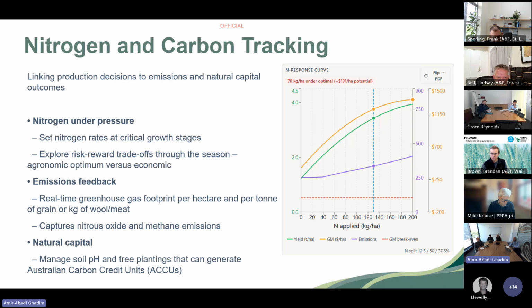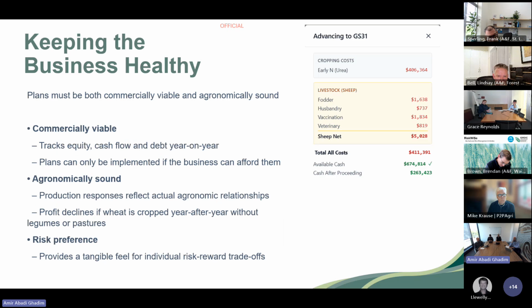It also monitors how the soil pH and all of that is going, and it will take money away, or it will take yield away if the soil pH drops too far. And if you grow trees to sequester carbon, then it will do that too.